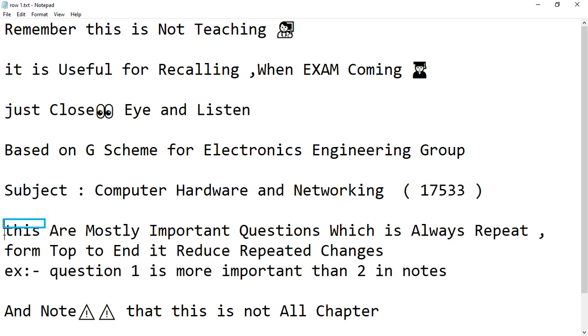17533. These are mostly important questions which always repeat. From top to end, it reduces repeated chances. Question 1 is more important than 2 in the notes. And note the warning that this is not all the chapter.